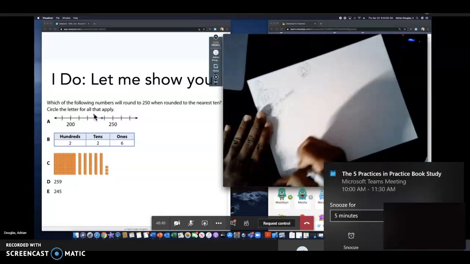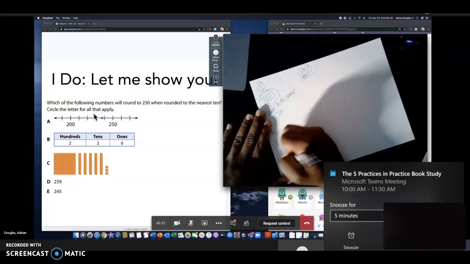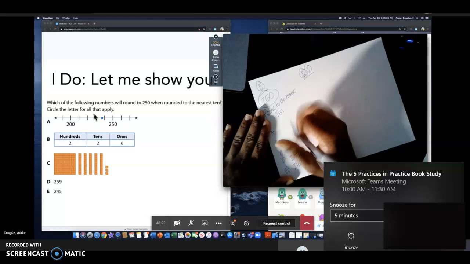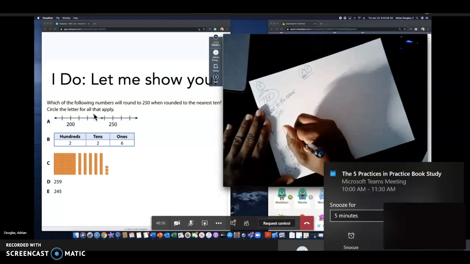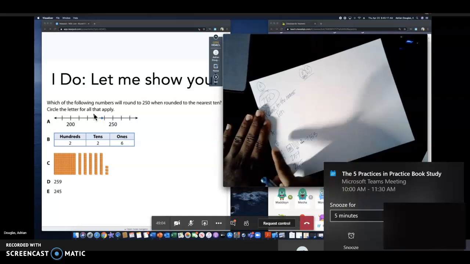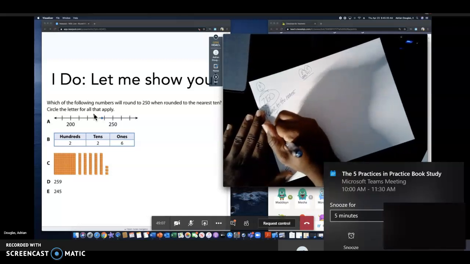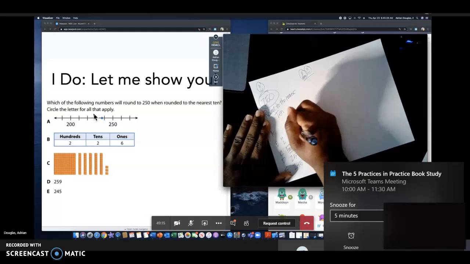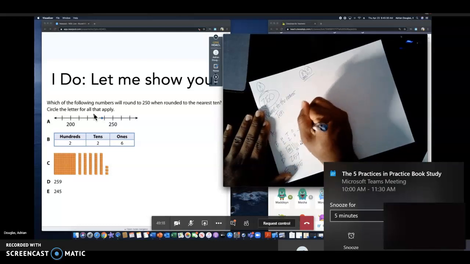But I need to take some time to look at the other answer choices. So let's start with C. One flat, 100, and 5 longs. 10, 20, 30, 40, 50, 51, 52, 53. So we have 100 plus 50 plus 3, which equals 153. Now I'm going to look at this place value. It says 100, 2 tens, and 6 ones. I can tell that that's 226.